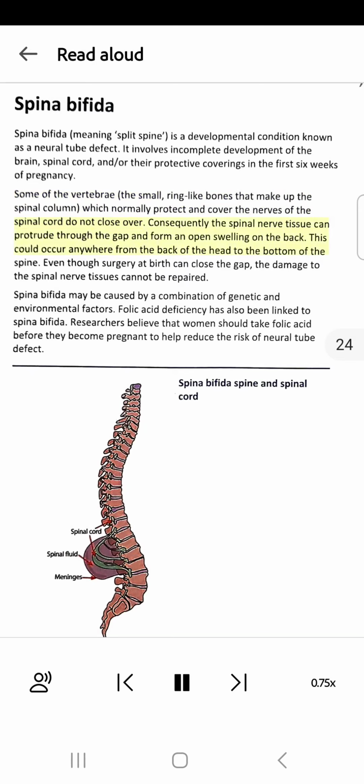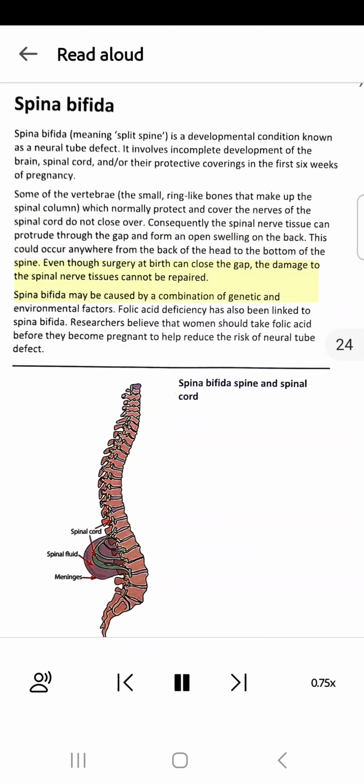Consequently, the spinal nerve tissue can protrude through the gap and form an open swelling on the back. This could occur anywhere from the back of the head to the bottom of the spine. Even though surgery at birth can close the gap, the damage to the spinal nerve tissues cannot be repaired.